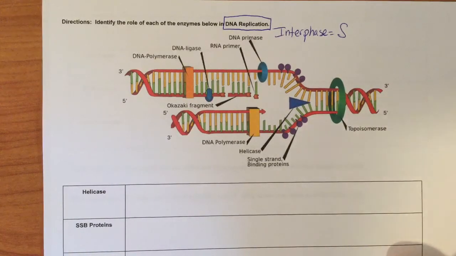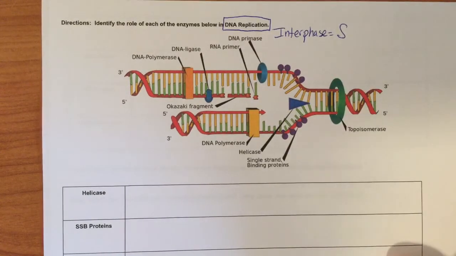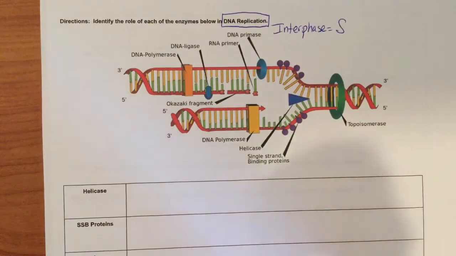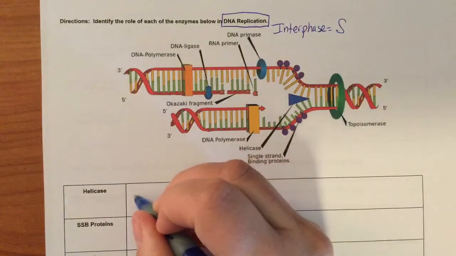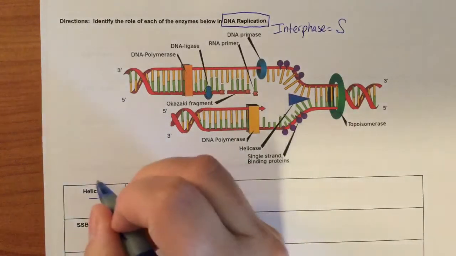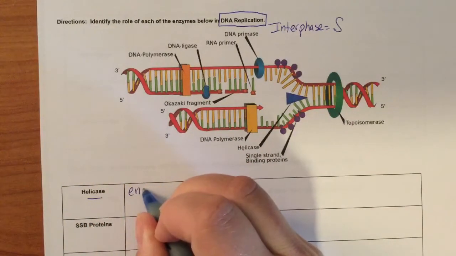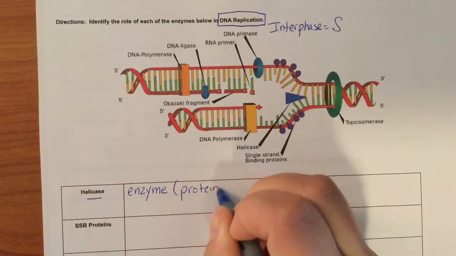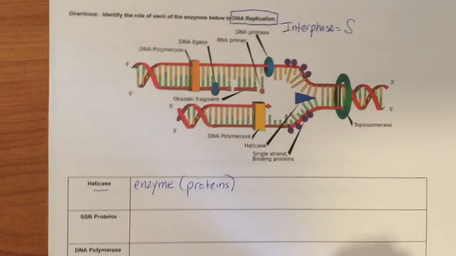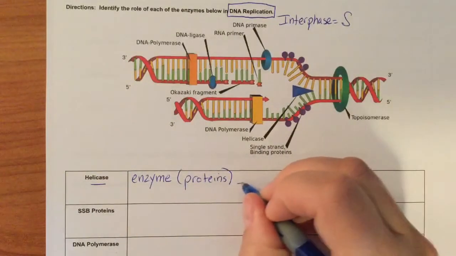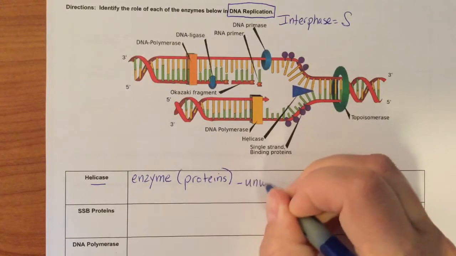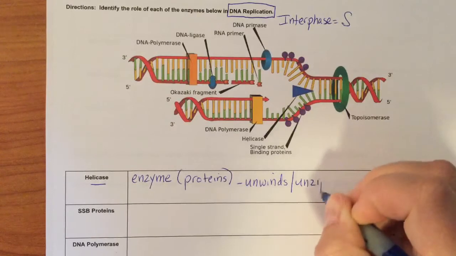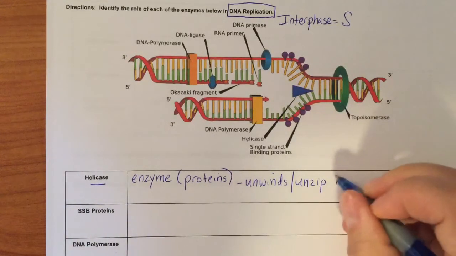Okay, so I want to mention a little bit about the different enzymes and what they do. So first up here is helicase, and helicase's job is pretty straightforward. It's appropriately named. Remember that things that end in ASE are going to be enzymes. And enzymes are proteins, but they are particular proteins whose job it is to catalyze or to speed up a particular chemical reaction. So what helicase does is it unwinds, or a fancy way to say that would be to unzip. It unzips the DNA double helix.